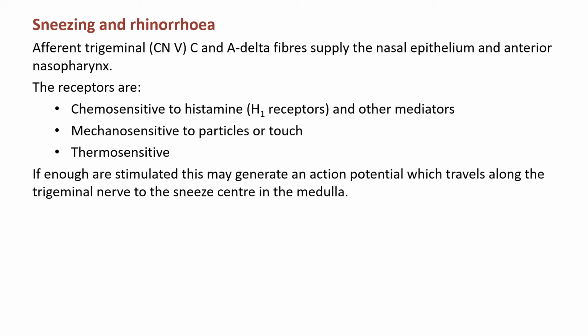So if enough of them are stimulated, so you can see what we're talking about here, we're talking about multiple EPSPs. They get summated at the trigger zone. This may generate an action potential. This action potential in the trigeminal nerve travels along, it goes through a ganglion, it enters the pons, and then it drops down into the medulla. And it goes to the sneeze center in the medulla.